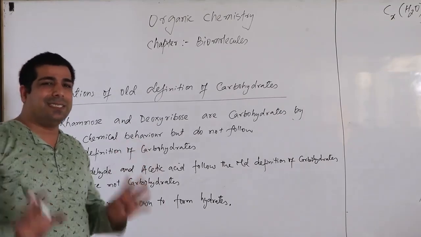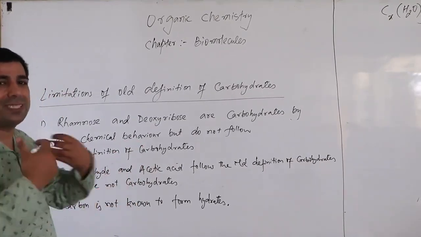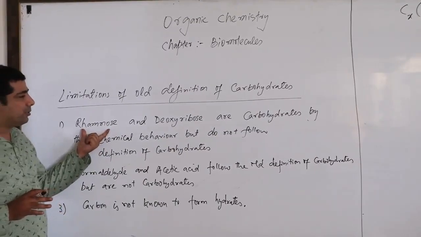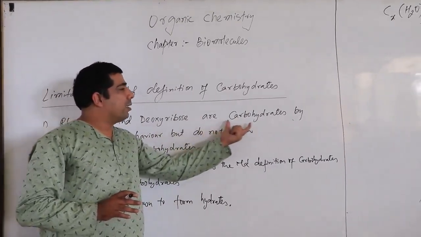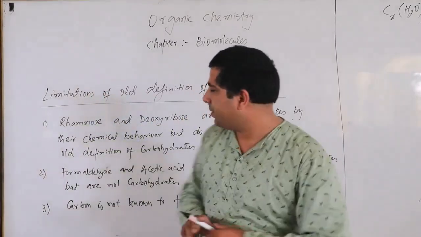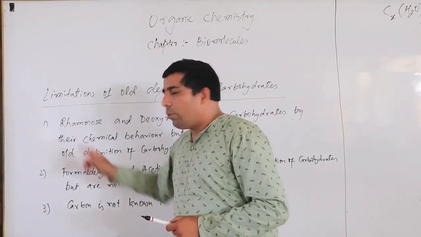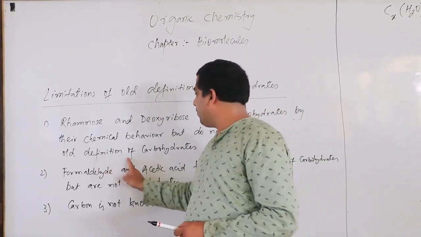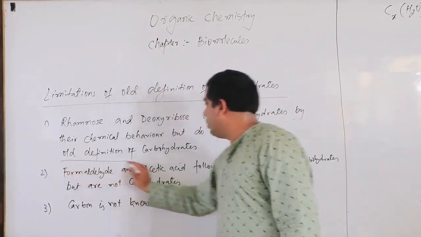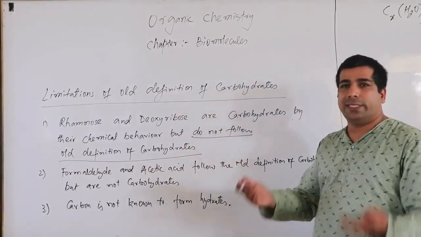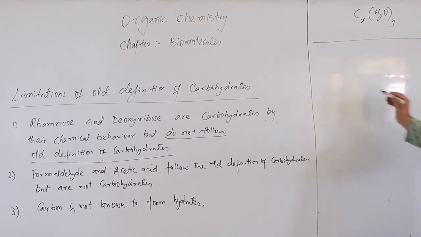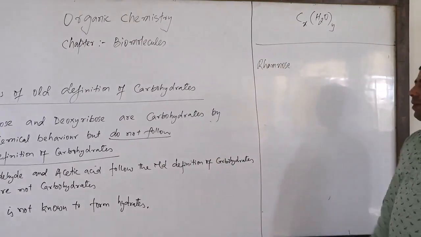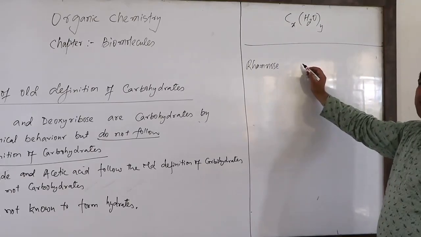First of all, let us discuss the limitations, why this old definition was discarded. The first limitation of the old definition we'll talk about is that Rhamnose and Deoxyribose are carbohydrates. These two are carbohydrates, okay, my dear friends? But how are they carbohydrates? Because of their chemical behavior. But they do not follow the old definition of carbohydrates. So let us see. Let's talk about Rhamnose. What is the general formula of Rhamnose? It's a carbohydrate, but it does not follow the old definition. So let's see.